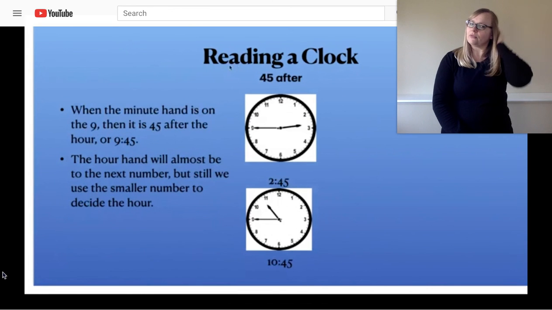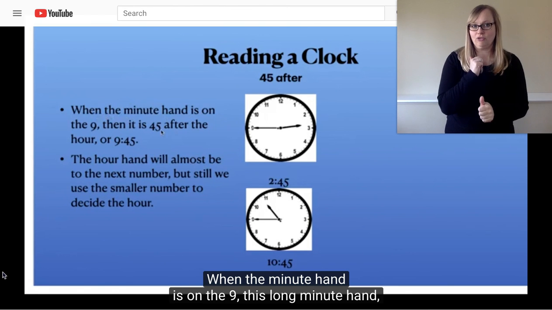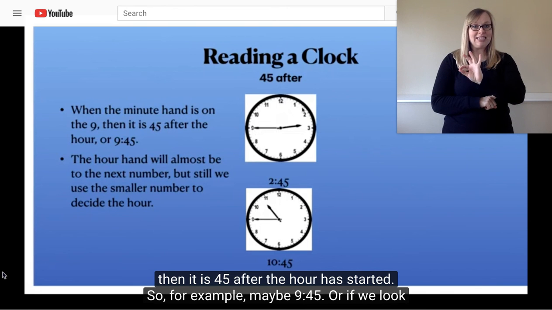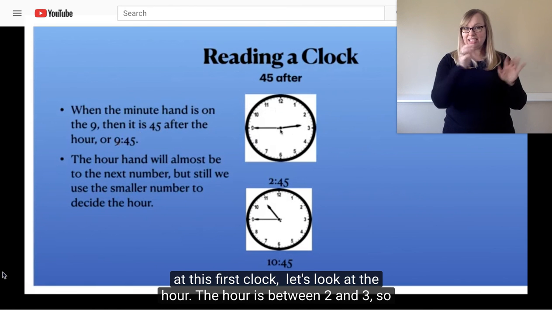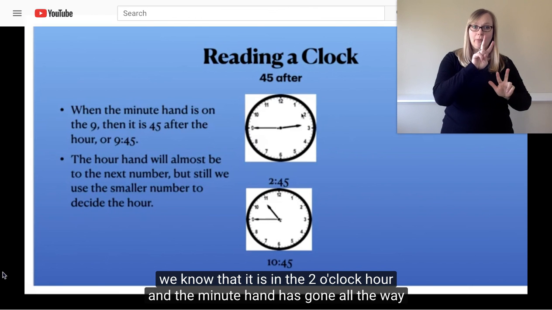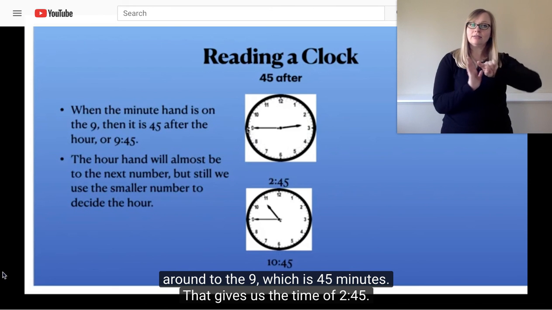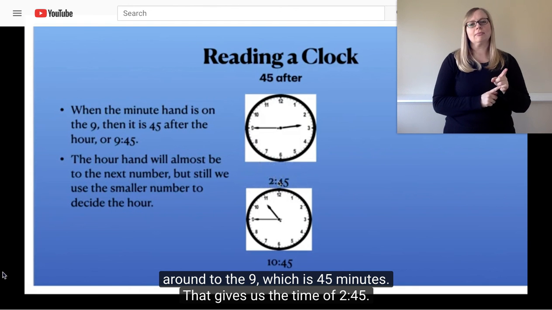One more. Reading the clock at 45 after. When the minute hand is on the 9, this long minute hand, then it is 45 after the hour has started. So for example, maybe 9:45. Or if we look at this first clock, let's look at the hour. The hour is between 2 and 3. So we know that it is in the 2 o'clock hour. And the minute hand has gone all the way around to the 9, which is 45 minutes. That gives us the time of 2:45.